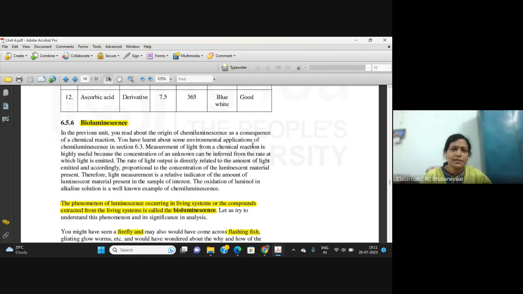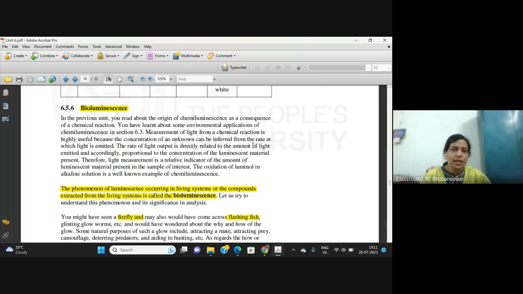We were discussing chemiluminescence: a luminescent property where the molecular emission is due to a chemical reaction. But there is existence of bioluminescence too. So bioluminescence, if you remember, there is an insect, which is the firefly.